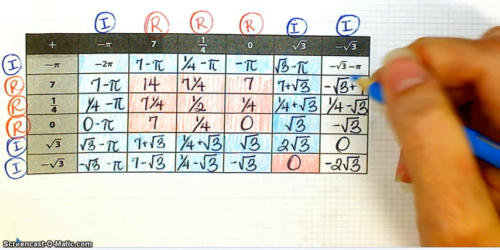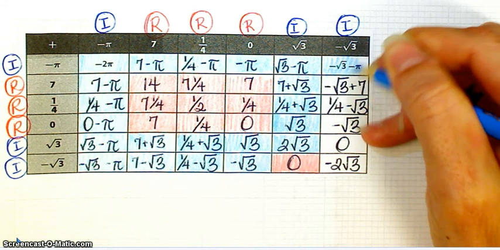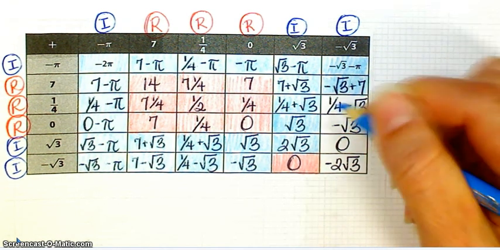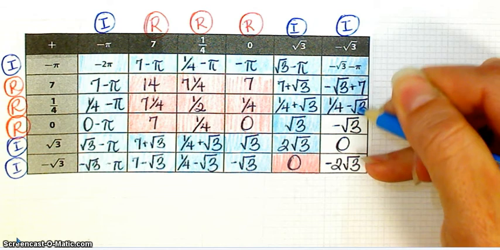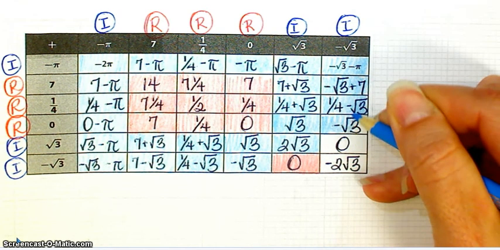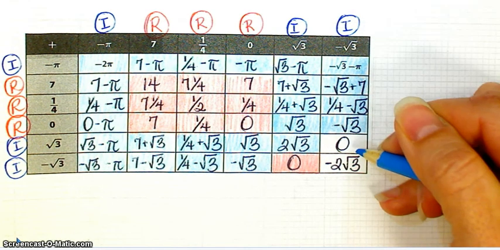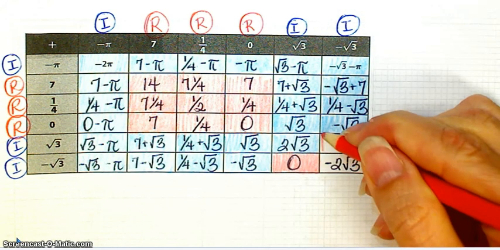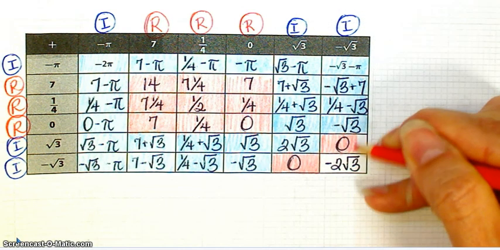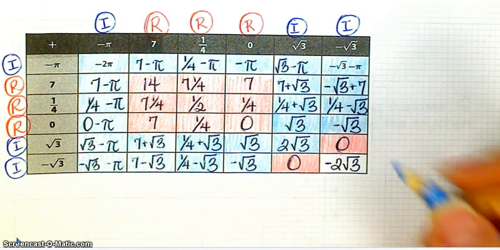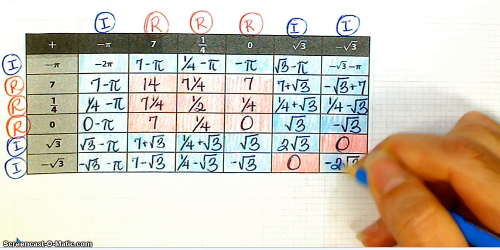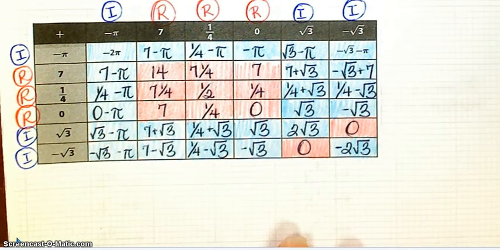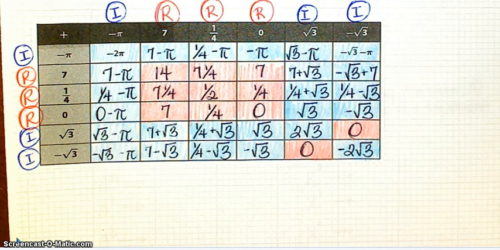Square root of 3 minus pi, that's irrational. Negative square root of 3 plus 7, or 7 minus the square root of 3, that's irrational. 1/4 minus the square root of 3, that's irrational. Negative square root of 3, that's irrational. But negative square root of 3 plus the square root of 3 is 0, and that is rational. And then negative square root of 3 and negative square root of 3, that's negative 2 times the square root of 3, that's irrational.